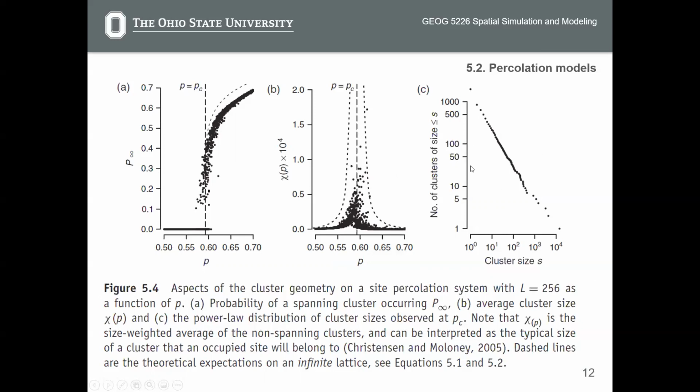And the third one here is a log-log plot. It's interesting, okay? It's the power law distribution of cluster sizes observed at PC. So this plot is based on the simulation when P is equal to PC. Okay, so it's a snapshot. And you can see here it's the cluster size S versus the number of clusters of size equal to or smaller than S. So it's the number of clusters that have a size smaller than S versus different cluster sizes S.